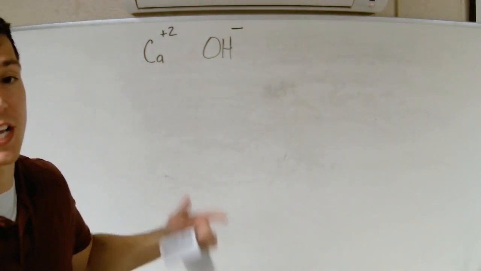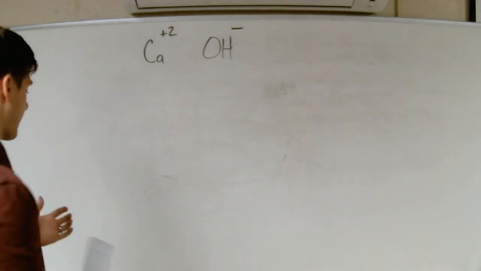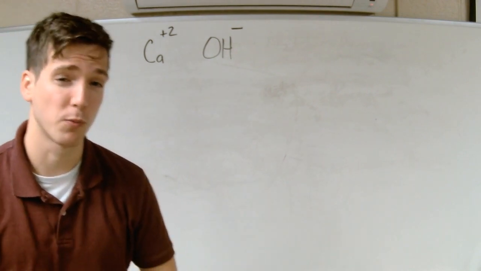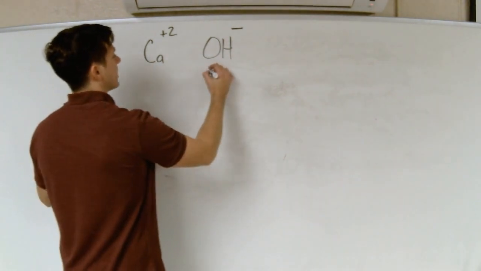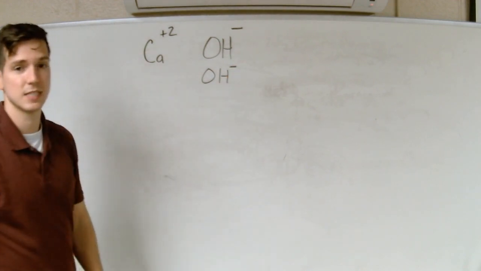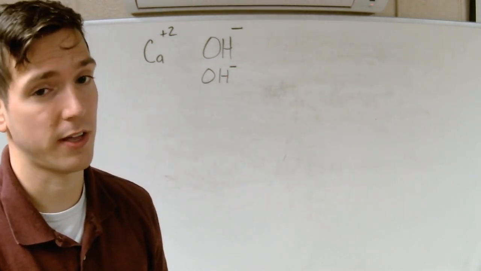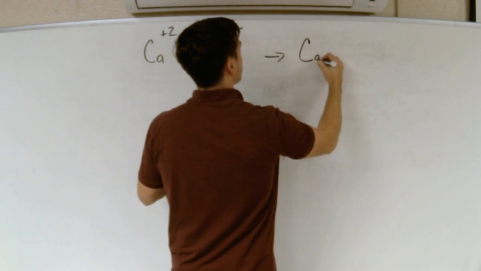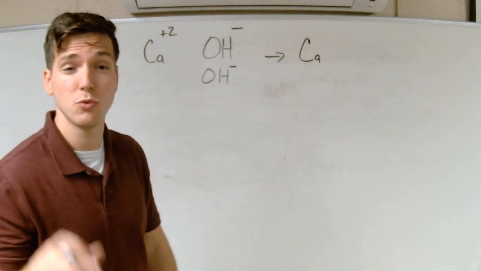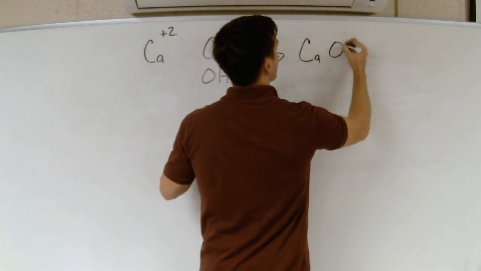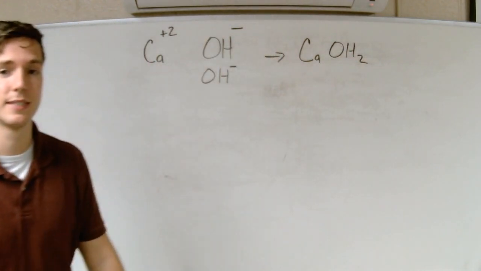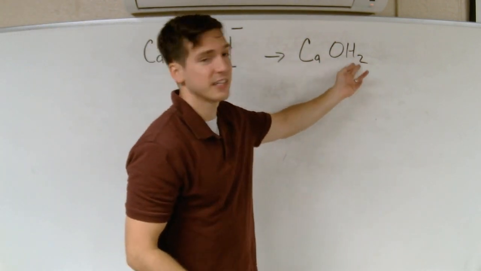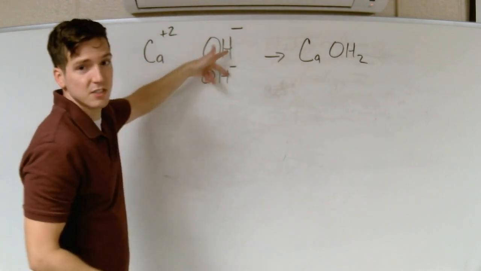Alrighty, so we're going to combine both of these. Again, we cannot have a +1 charge on a compound. It has to be neutral. So in order to make this neutral, we're going to need a second hydroxide. When we combine these, you go Ca, and I'm going to need 2 OHs. Now this is what you can't do. You can't write OH2, because that is not two hydroxides. That is 1 calcium, 1 oxygen, and 2 hydrogens. Remember, we need 2 hydroxides.